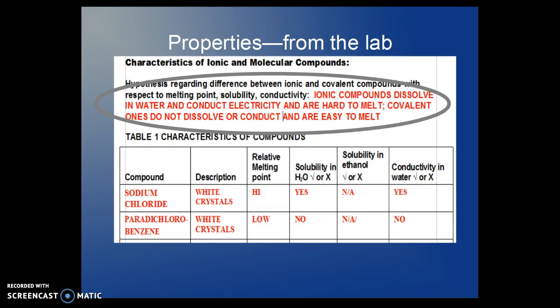The hypothesis this student made is that ionic compounds dissolve in water and conduct electricity. From her experience, she decided that that's what she wanted to say. Also, since they were ionic, she thought they'd be hard to melt, and that covalent or molecular compounds would not dissolve in water or therefore conduct electricity in water and would be easy to melt.